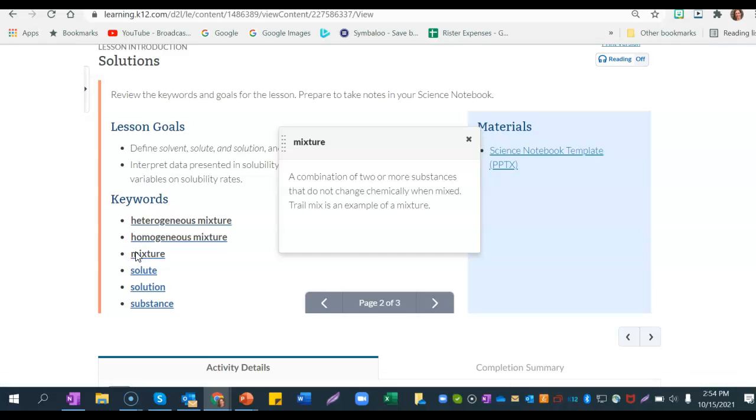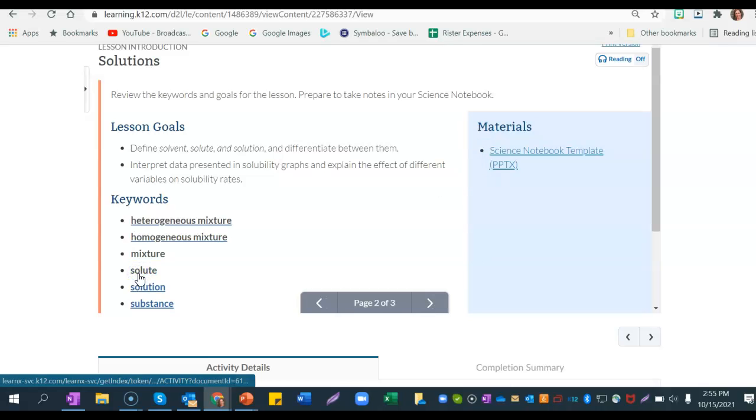Then the definition of mixture is a combination of two or more substances that do not change chemically when mixed together. So trail mix is an example of a mixture. You want to put that in your notes too. The example I think is helpful. And then the next three words are something that students mix up often. So it's important to find a way for your brain to remember the difference.